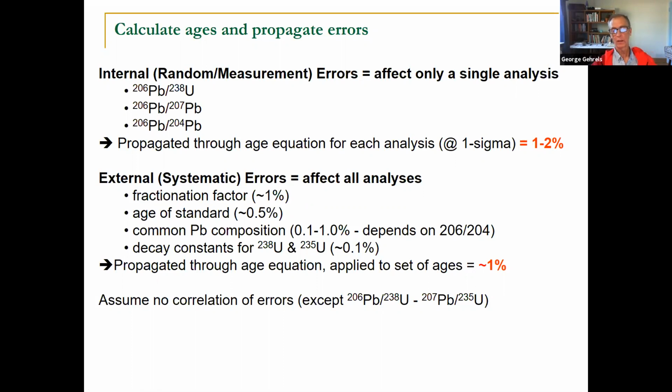We call that a systematic error or an external error. It's a blanket on all of your analyses, they all go up and down together, whereas the internal or random uncertainties are independent for each analysis.